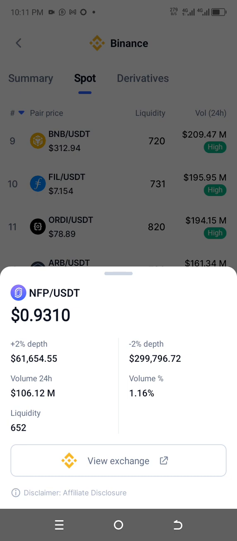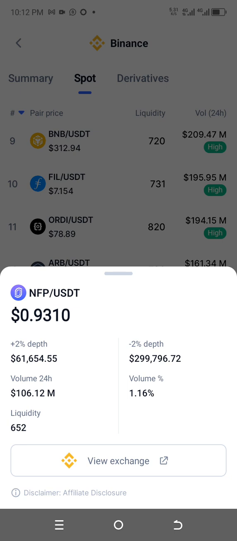Okay, now you check plus 2% and minus 2%, where there are many more people. These people will sell when the market is plus 2%, and these people will enter the market when the market is minus 2% lower than this rate. What is showing us currently is 0.9310. That's the current price of NFP.